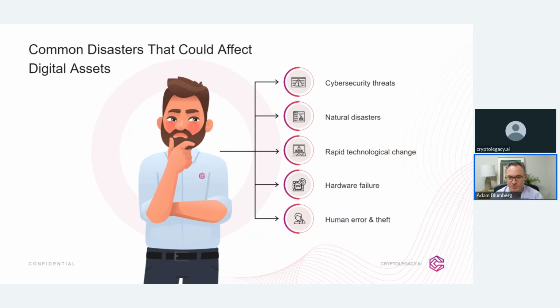And then another common disaster is either human error or theft. Human error, something like, what if I've written down my seed phrase or my keys and I lose them, or they get stolen, or they get torn up, or accidentally thrown away, or wet, or something. How am I preparing myself?